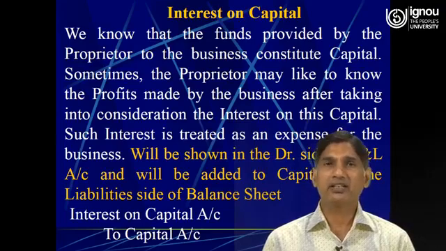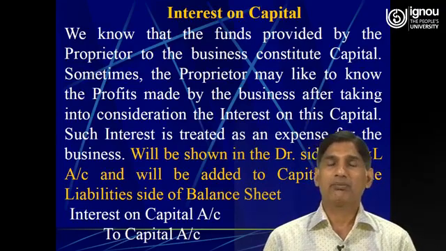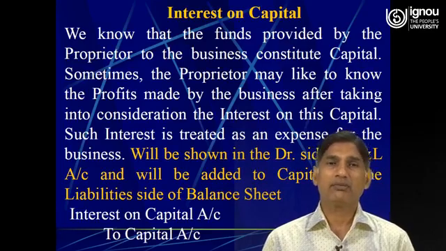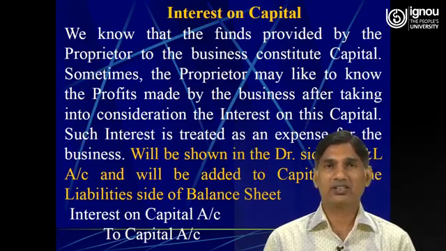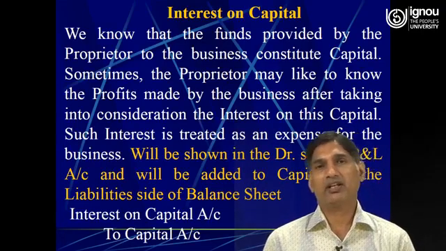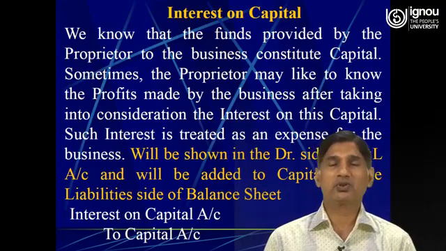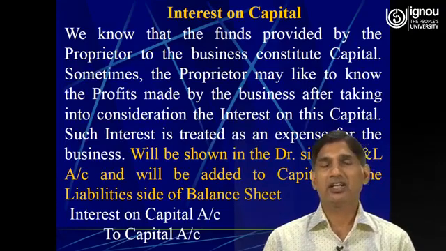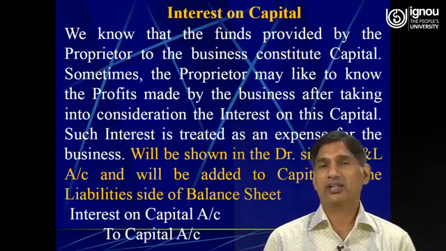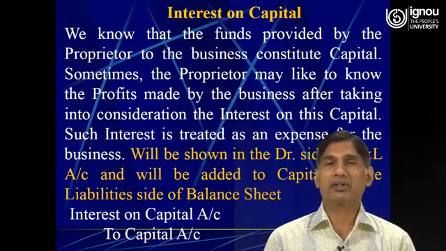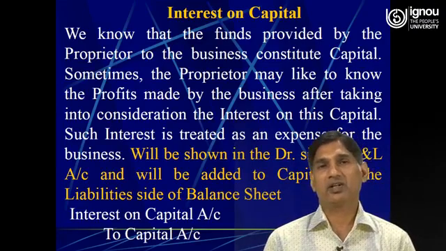While preparing the balance sheet, interest on capital is added to the amount of capital on the liability side of the balance sheet, and the journal entry for this transaction would be interest on capital account debit to capital, because interest on capital is an expense for the business. Therefore, according to the rationale of the nominal account, we debit all expenditure and losses, and capital is a personal account. Therefore, we applied the rationale of the personal account, debit the receiver and credit the giver. Here the proprietor is the giver, therefore his account has been credited.